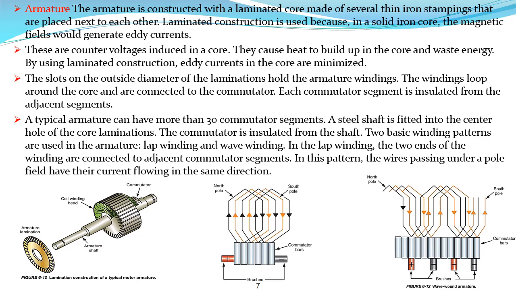Two basic winding patterns are used in the armature: lap winding and wave winding, as shown in these two figures. In the lap winding, the two ends of the winding are connected to adjacent commutator segments in this pattern. The wires passing under a pole field have their current flowing in the same direction.